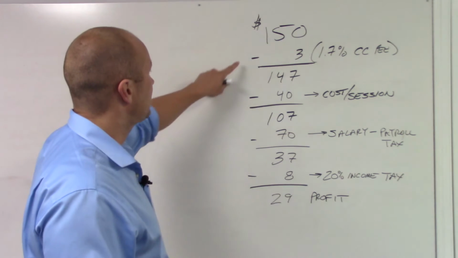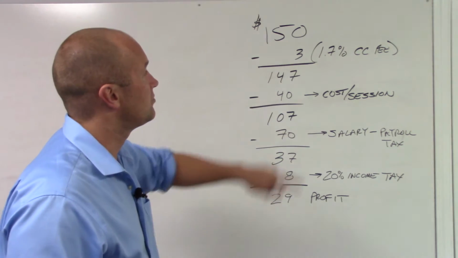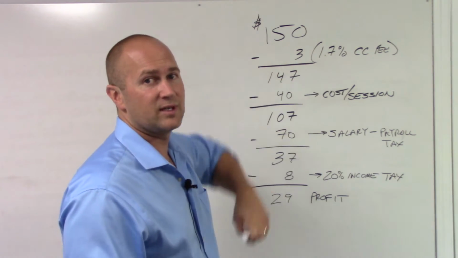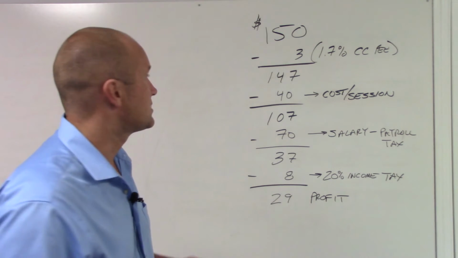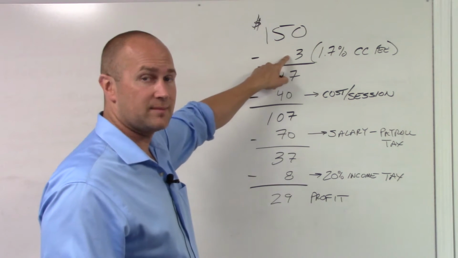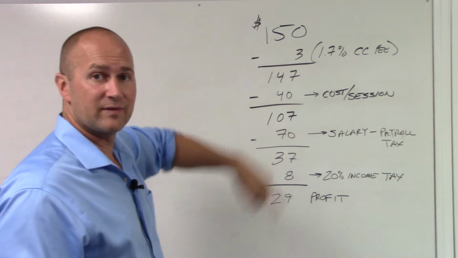So first thing right off the bat, you're going to get a credit card processing fee. It's going to be 1.7%, as high as maybe 2.7%. So that's going to take $3 out of that. So we're left with $147.